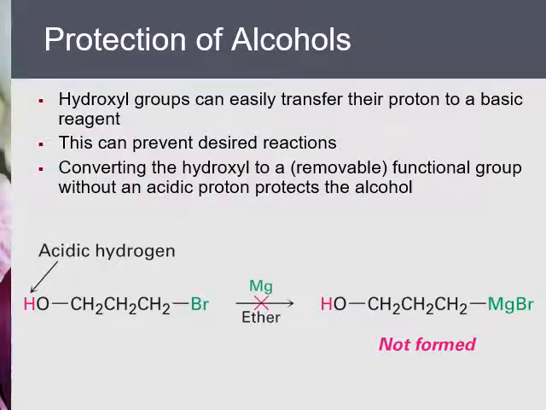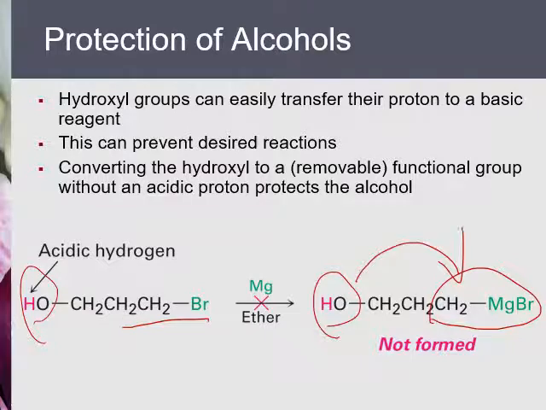Sometimes hydroxy groups may interfere with other functional groups in chemical reactions. In these cases, we need to protect the hydroxy group or alcohols. For example, this molecule is an alkyl bromide, which can be used to make a Grignard reagent. However, this molecule also contains a hydroxy group. The hydroxy group will react with a Grignard reagent. In other words, the hydroxy will prevent the formation of the Grignard reagent. So in this case, the hydroxy needs to be protected before the reaction proceeds.